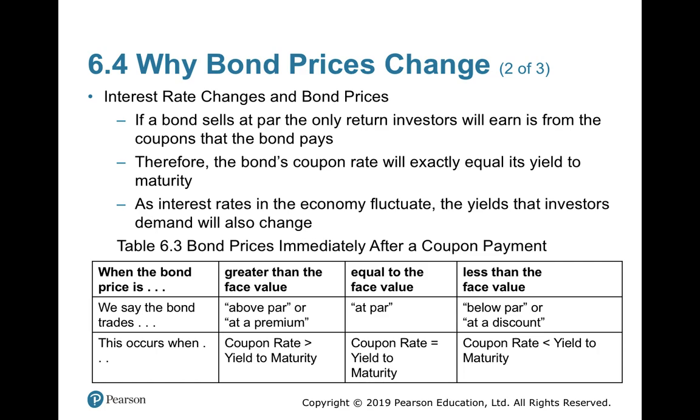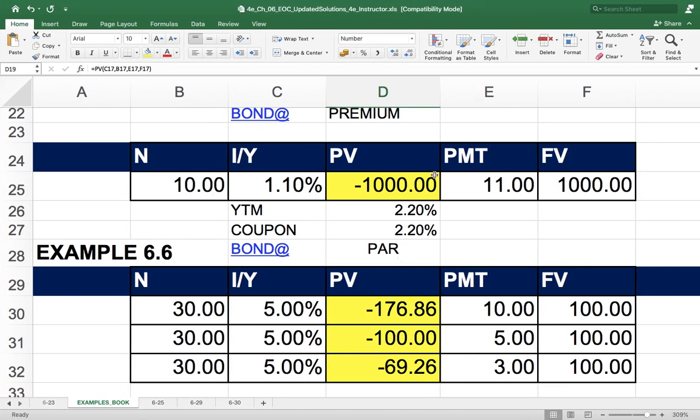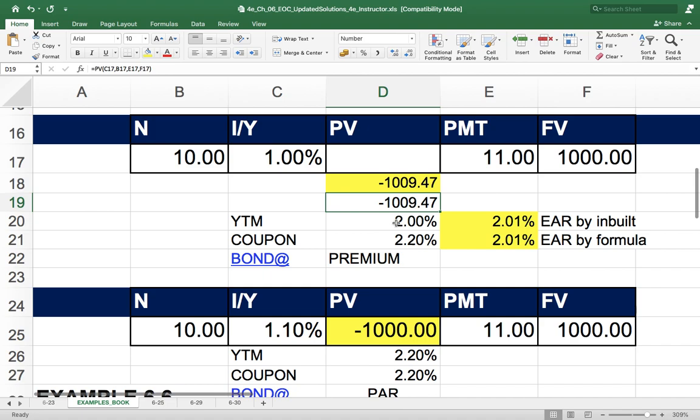Why does this normally happen? If the coupon rate is greater than the yield to maturity. Here we have taken an example. Coupon rate is 2.20 and YTM is 2, then it will become a premium. We can put a formula here: if this one is greater than this, premium, or else discount.